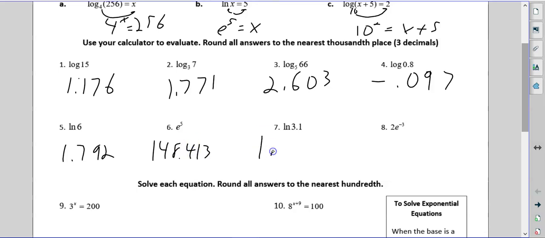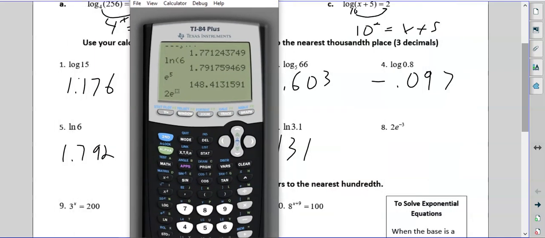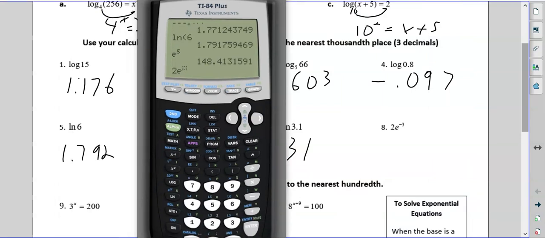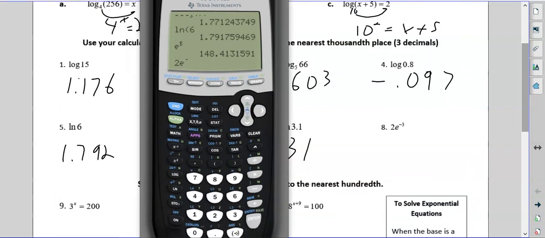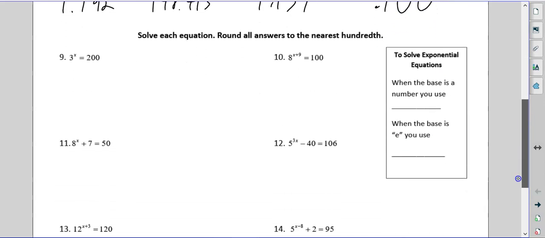ln 3.1, 1.131. And for this one, with the coefficient, no big deal. We just put 2. Then we do our second ln and put in negative 3. So that means we need to use the little white negative key, 3. Now look, it's 0.0995. The 5 is going to make the 9 round up, which makes the 9 round up, which makes the 0 round up. So we put 0.1, but because we said 3 spaces, just put the zeros. Even though they mean nothing, that shows that you rounded, and I know you rounded.